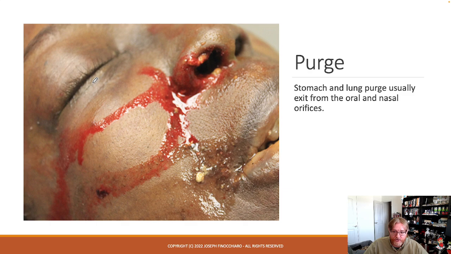Stomach and lung purge usually exit from the oral and nasal orifice. So if you look closely over here, you can see that you have some particulate. Looks like coffee groundish, that's stomach purge. Foodstuffs can be seen. So more than likely, this person was in a position where over time purge was coming out the nose and mouth.